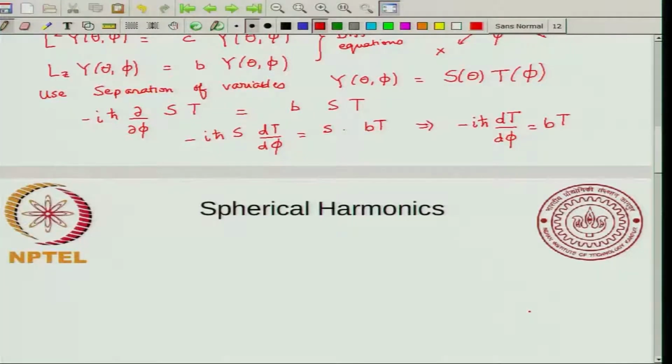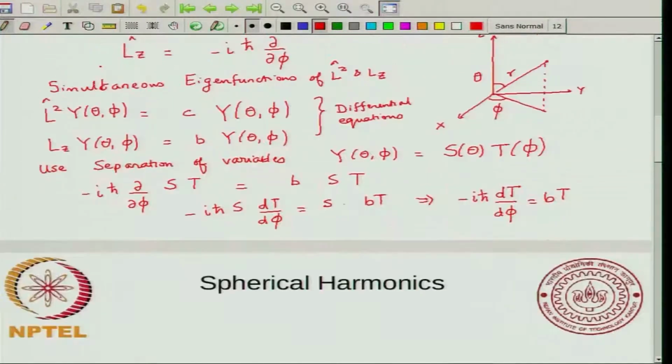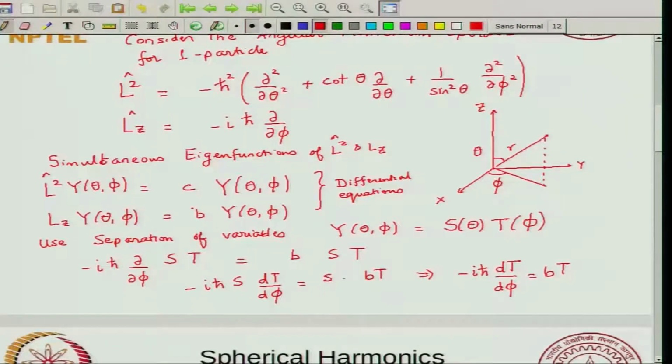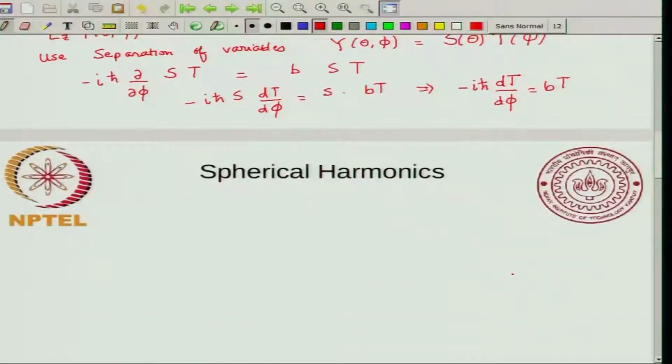Okay. So, notice that by separation of variables you went from a partial differential equation, because Lz and L square involve partial derivatives, so Lz has a partial differential equation for psi, and from that you went to an ordinary differential equation for T.